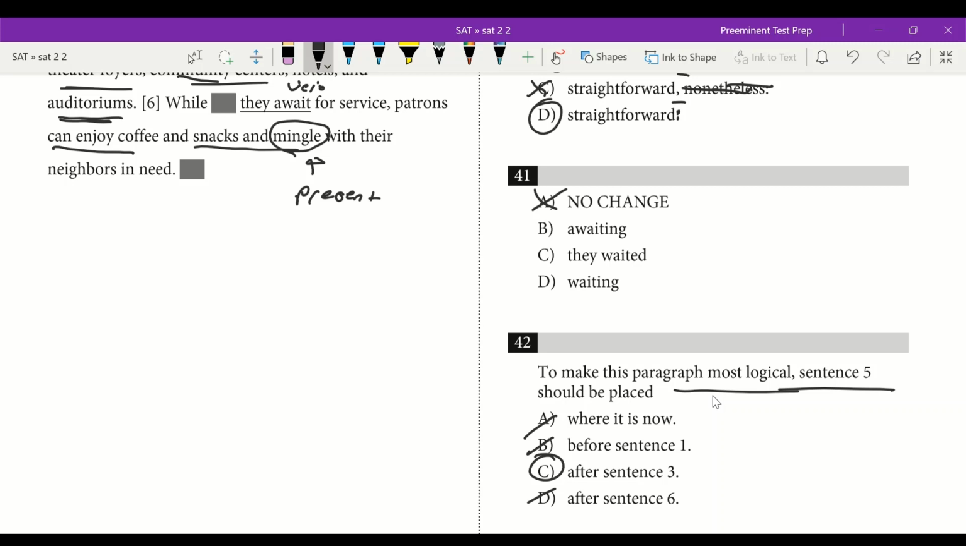How about while awaiting for service? While awaiting for service does not work. While they waited for service, well, that doesn't work with our present tense mingle here. How about while waiting for service? Well, that's present tense. They're waiting for service. So while waiting for service, patrons can enjoy coffee and snacks and mingle with their neighbors in need. It fits our tenses, it's grammatically correct, and it flows logically. We're not using words repeated. We're not using redundant words. We're using efficient words, right? So our answer there is going to be D.